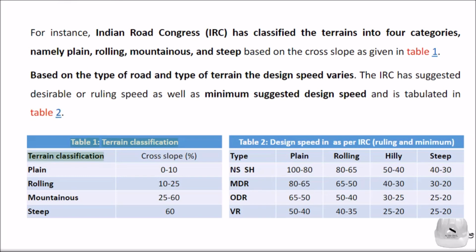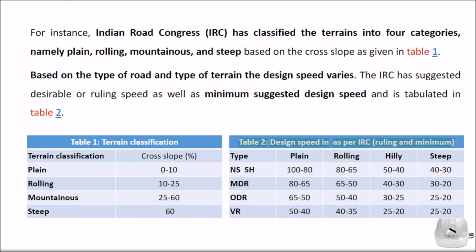Table 1, Terrain classification. Cross slope, percent. Plain: 0 to 10. Rolling: 10 to 25. Mountainous: 25 to 60. Steep: above 60.